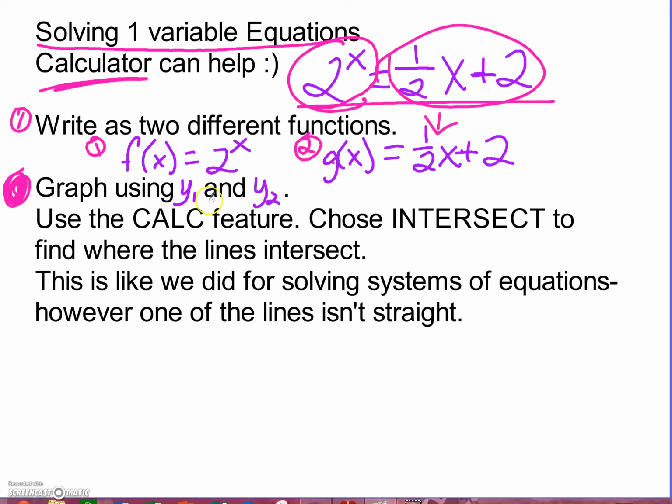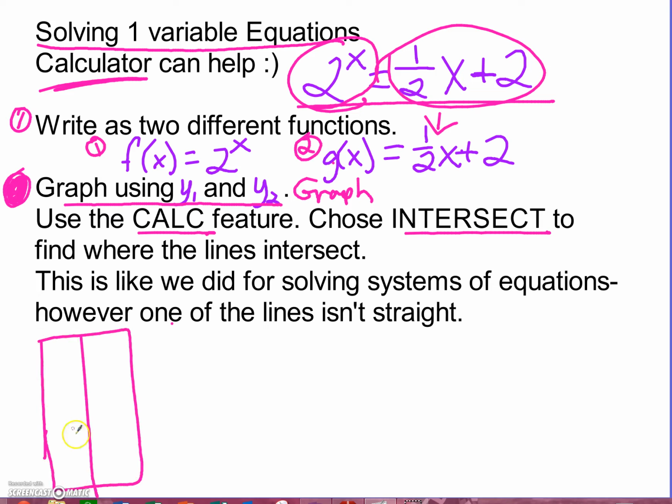When I am graphing it, if you use your calculator, you're going to graph it using y1 and y2. Then push graph. Then you use the calc feature, choose intersect to find where the lines intersect. This is the same thing we did for solving systems of equations. Or I could do it by hand, which I love to do.